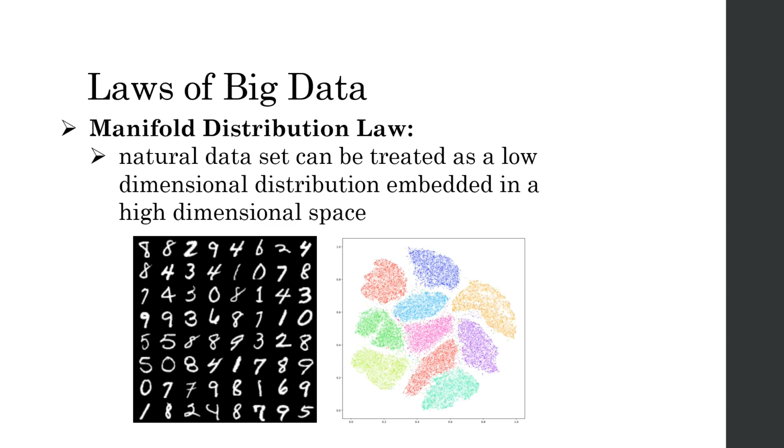The intrinsic law behind big data is the manifold assumption, that this natural data set can be treated as a low-dimensional distribution embedded in a high-dimensional space. For example, the data set of the 10 digits can be embedded into the two-dimensional Euclidean space.